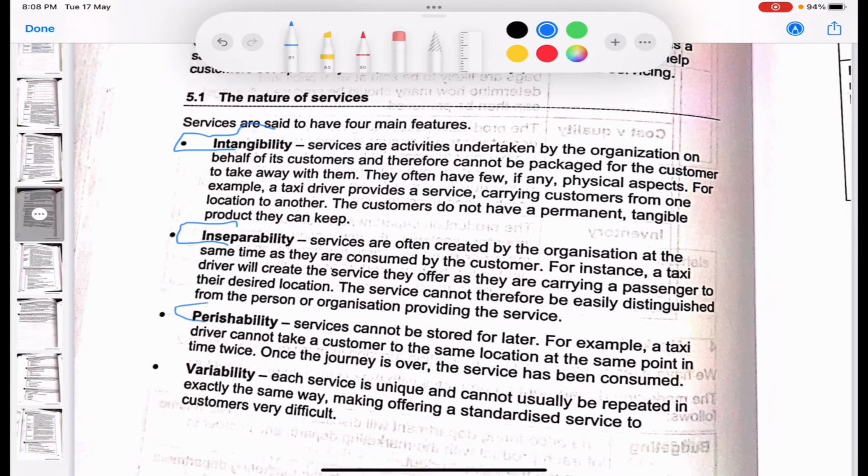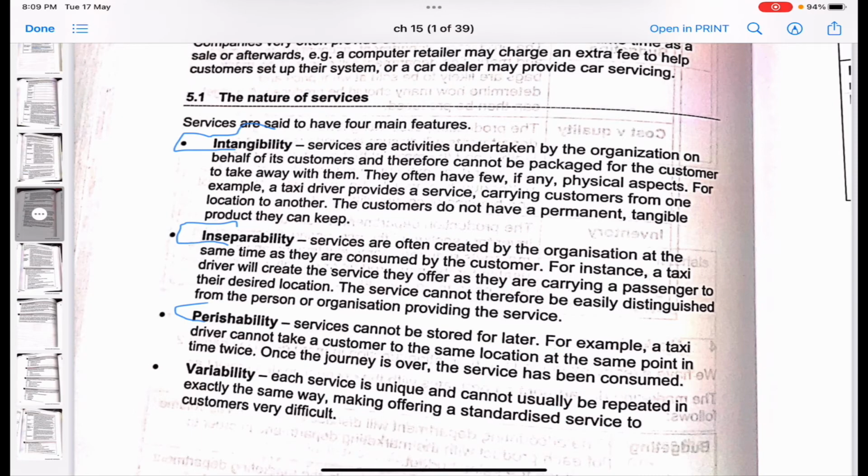And then we have perishability. What is perishability? A service cannot be stored or kept with us. Once the service ends, it ends. We can't keep it, right? Intangibility means we can't touch it, but perishability means we can't store it for the future. A taxi driver cannot take a customer to the same location at the same point in time twice. Once the journey is over, the service has been consumed.